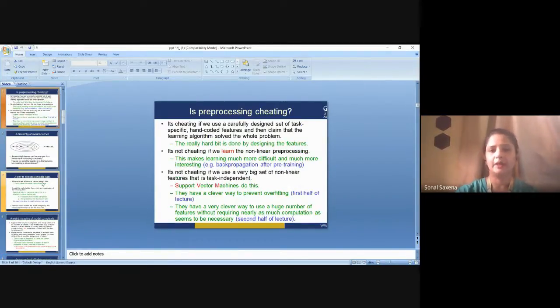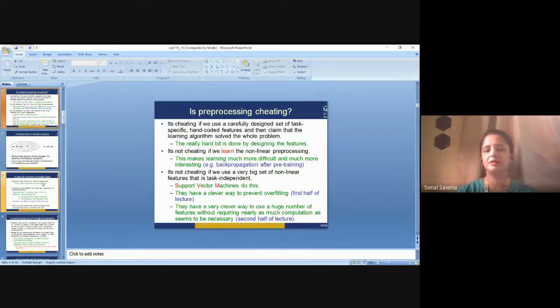So what do we consider here? That doing pre-processing by hand is not valid. It is cheating if we use a carefully designed set of task-specific, hand-coded features and then claim that the learning algorithm solved the whole problem, because it really does nothing. We have only done all these hand-coded, task-specific steps, right? The really hard bit is done by designing the features. And it's not cheating if we learn the non-linear processing.